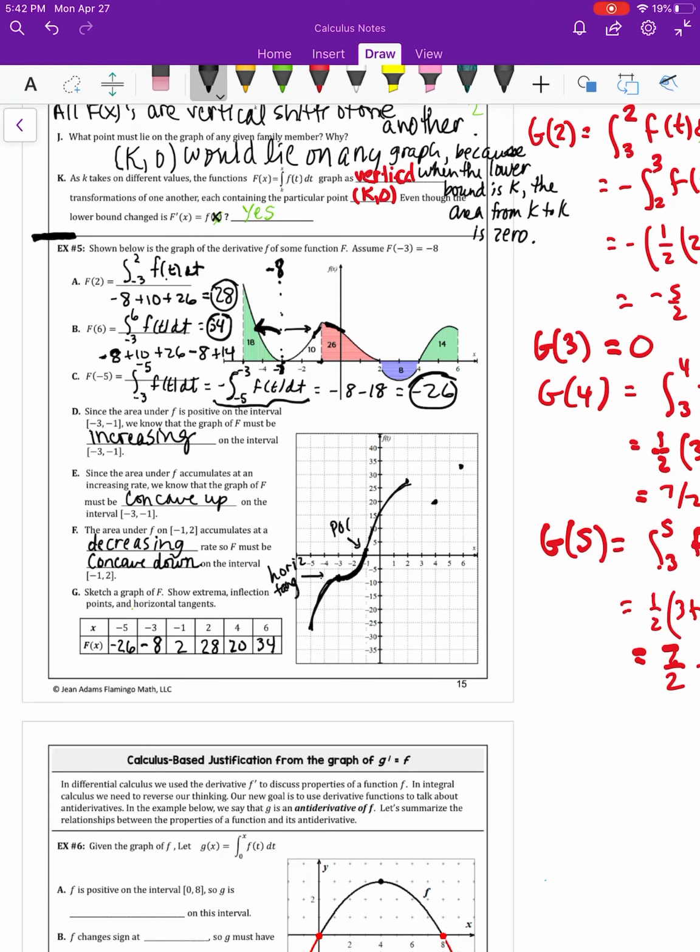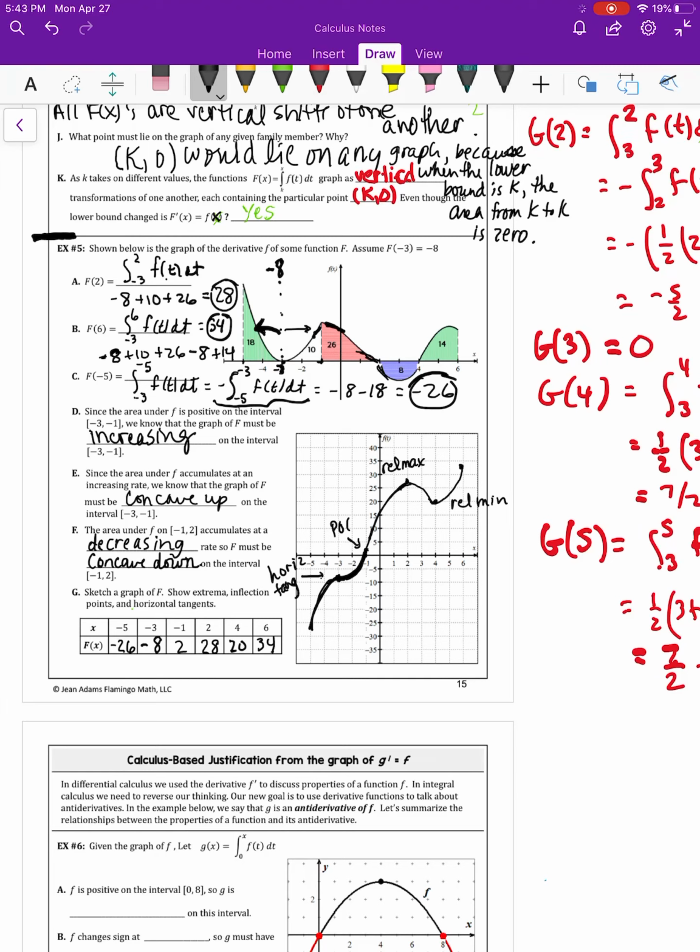But it is undefined there. But your slopes of tangent lines here are negative, so it's still going to be concave down. And then this is going to be a minimum. So there's your relative min. There's your relative max.